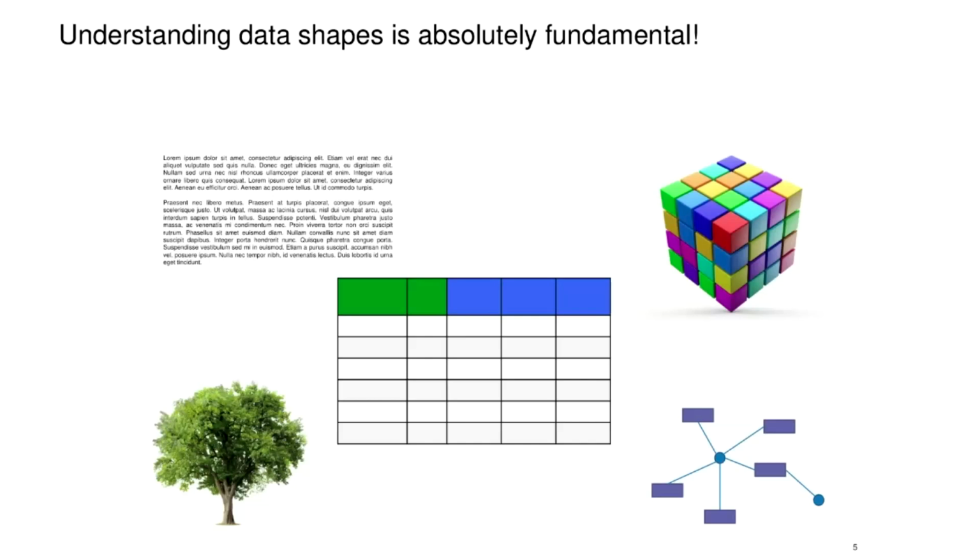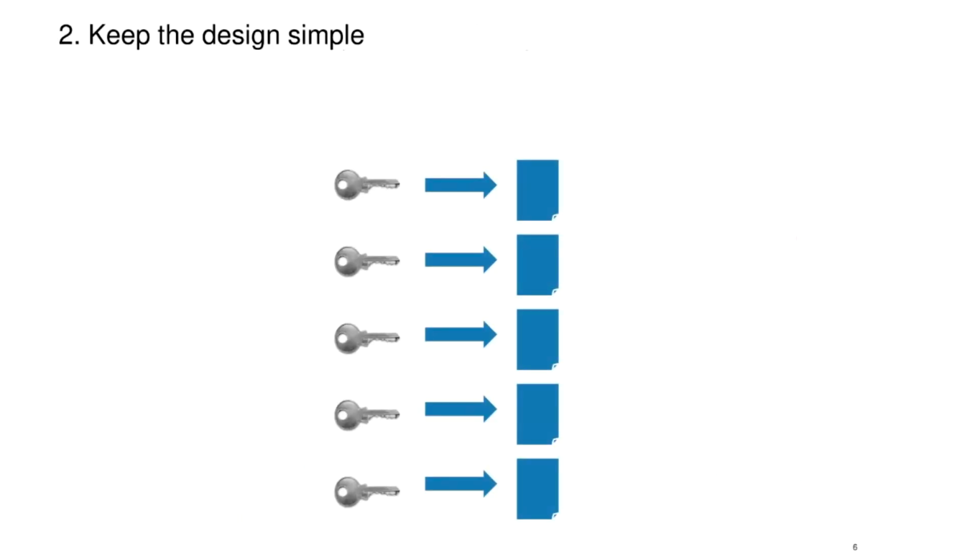that are cubes, trees, graphs, text/vectors, as I said at the beginning. And so in order to deal with this complexity, all of these shapes that are around, we learned in this lecture that we need to keep the design simple.